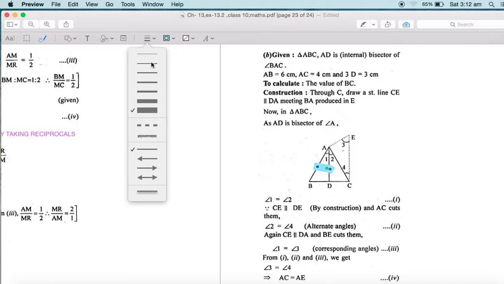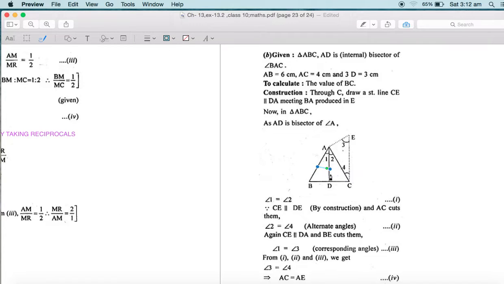Angle 1 equals angle 2. So these two angles are equal. AD is the internal bisector of angle BAC and all these values are given. We have to find the value of BC. So that's what the question is asking us to do.